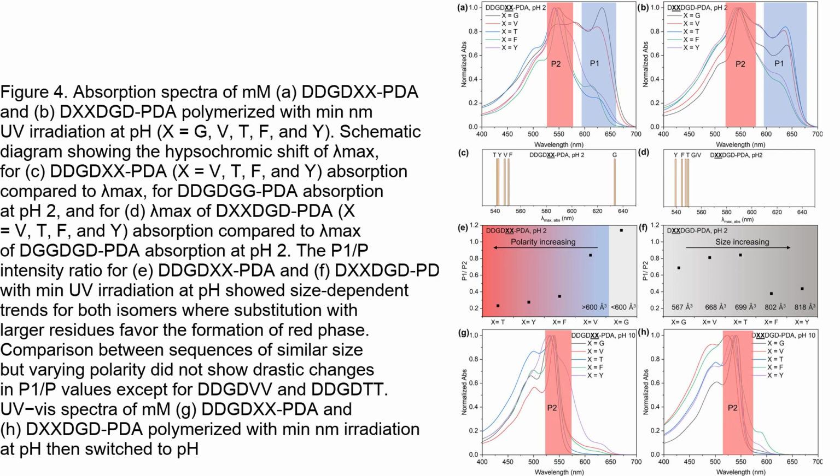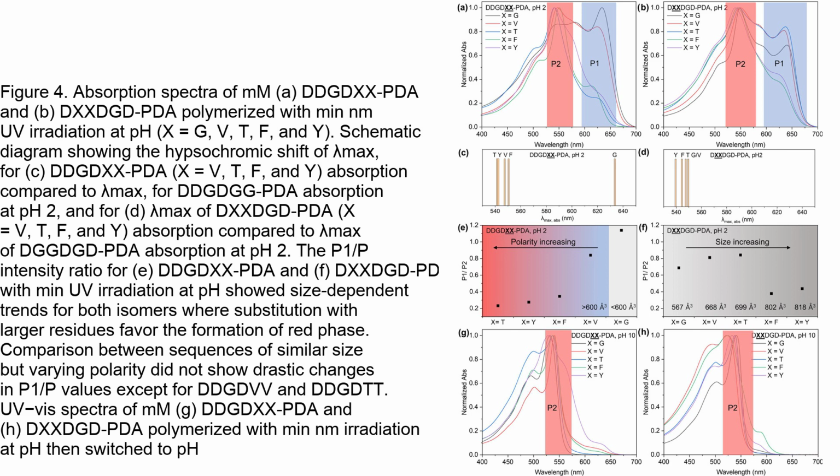Figure 4 of the paper shows the absorption spectra of different peptide PDA polymers at pH 2. The figure demonstrates the significant hypsochromic shifts in the absorption spectra of peptide PDAs as compared to the absorption of conventional PDAs.